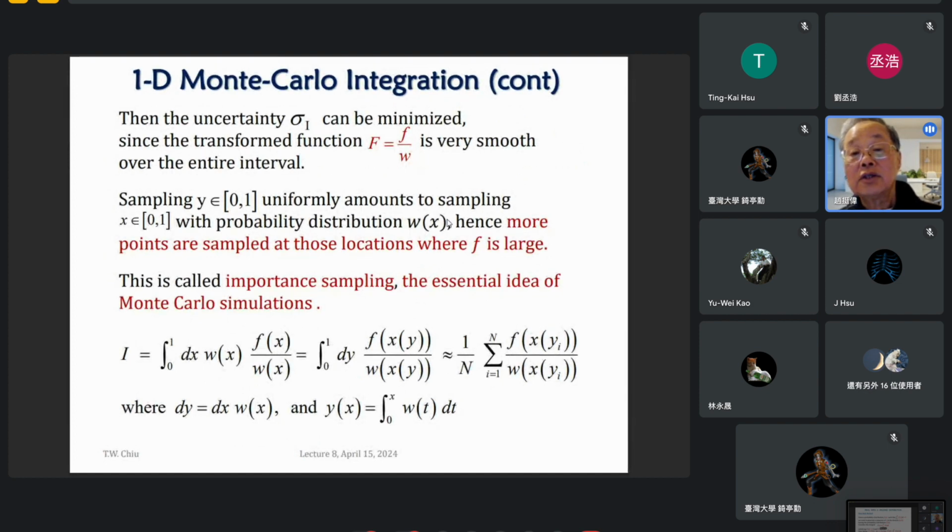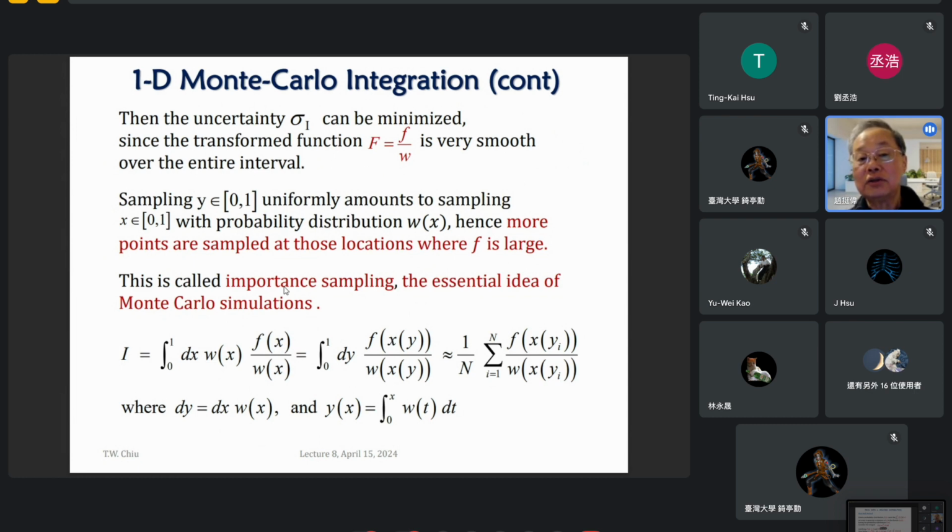Now, since Wx has to behave very close to f, that means we have more points sampled at those points where f is large. So when Wx is large, then f is also large. That means I will sample more points where f is larger. So that's a more important contribution, because at those points when f is large, the contribution to the integral will be larger. So that's called importance sampling, and that's the essential idea of the Monte Carlo simulation.